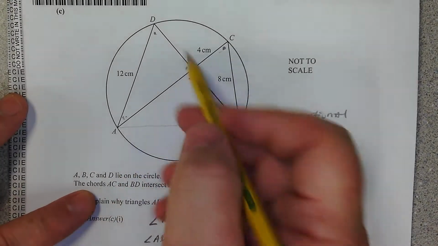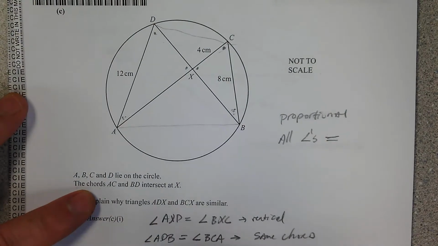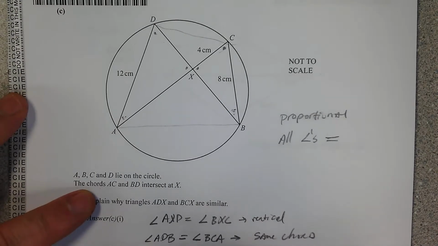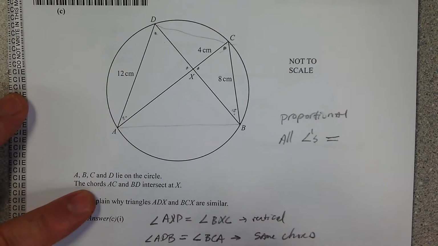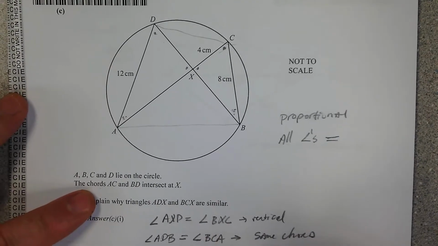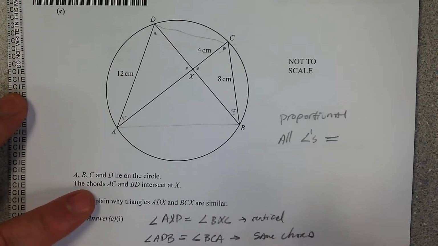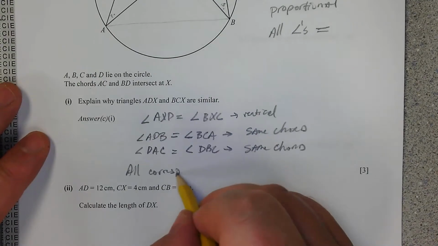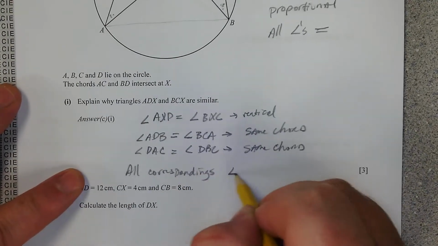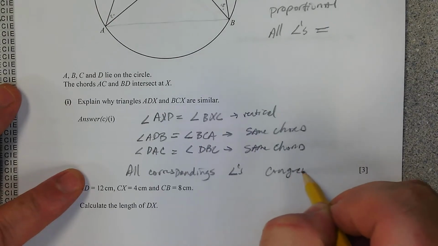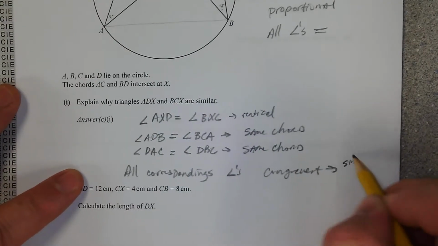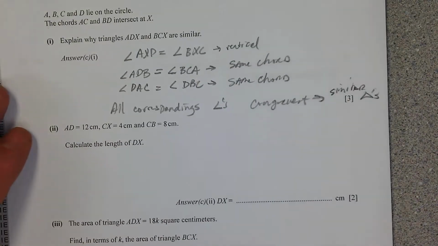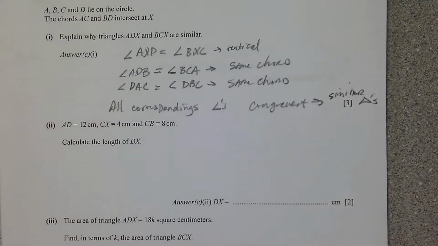And I know that's true also. They also lie on the same chord, this chord right here, right? And so they have to be the same anyway because the other two are the same, so they have to be equal. So angle DAC is the same as angle DBC, right? And we could say same chord. So all corresponding angles are congruent. So they're similar triangles. I hope that's good enough. I don't really know, I think I showed everything. All the angles are the same, so they're similar.